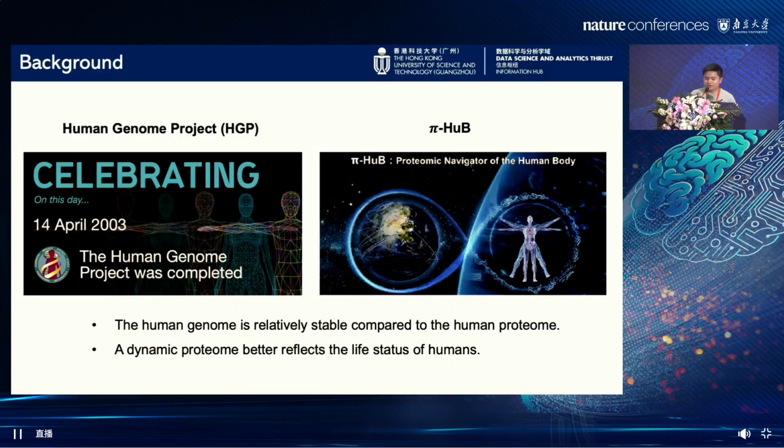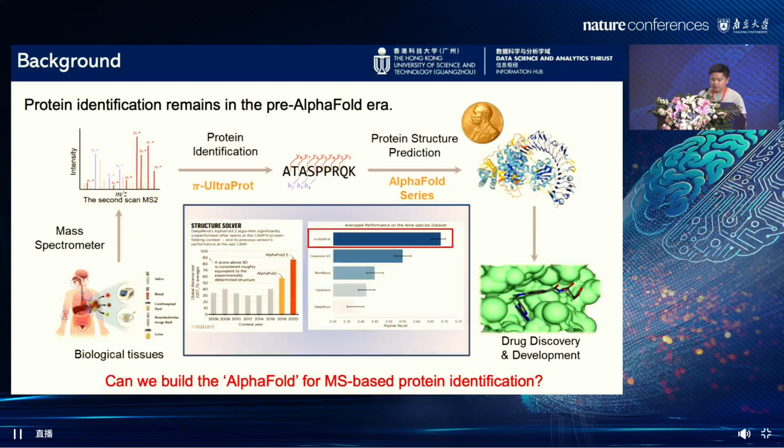As we all know, the Human Genome Project was completed in 2003. However, the human genome cannot reflect the dynamic life status of humans because it is relatively stable compared to the human proteome. Therefore, the Human Proteome Project has been launched recently, aiming to map the proteomic changes across the entire human lifespan. This internationally collaborative project has provided valuable data resources and intelligence support for our spectral AI research. The AlphaFold series has achieved overwhelming success in protein structure prediction.